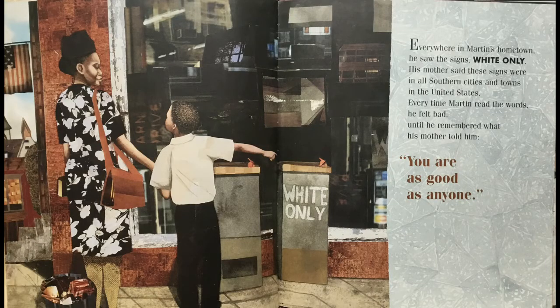Everywhere in Martin's hometown, he saw the signs, white only. His mother said these signs were in all southern cities and towns in the United States. Every time Martin read the words, he felt bad, until he remembered what his mother told him. You are as good as anyone.